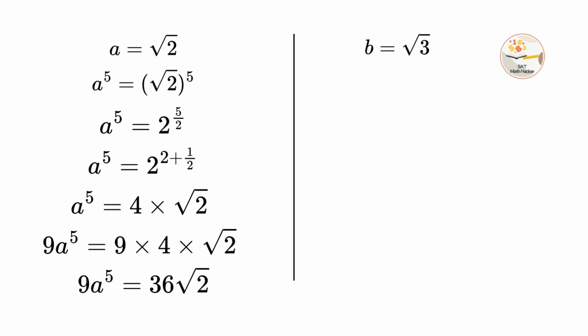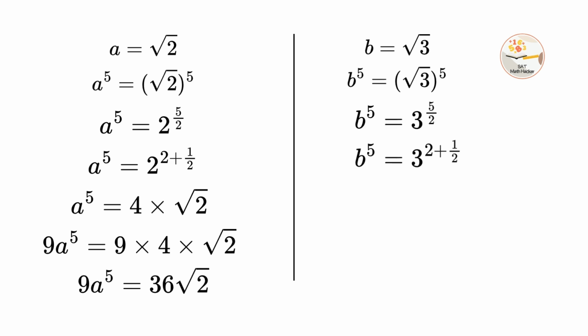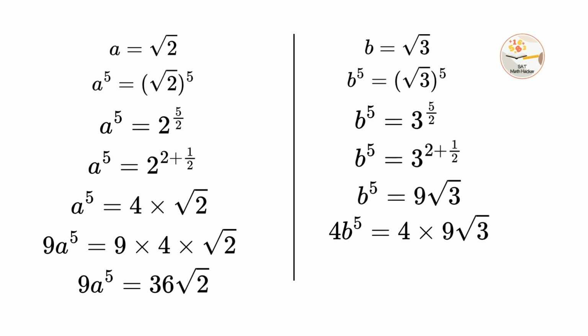Since b equals square root of 3, we get b^5 equals square root of 3 to the 5. 3^(5/2), 3^(2 + 1/2), and that is 9 times square root of 3. Now multiply by 4. 4b^5 equals 4 times 9 square root of 3, and finally 36 square root of 3.